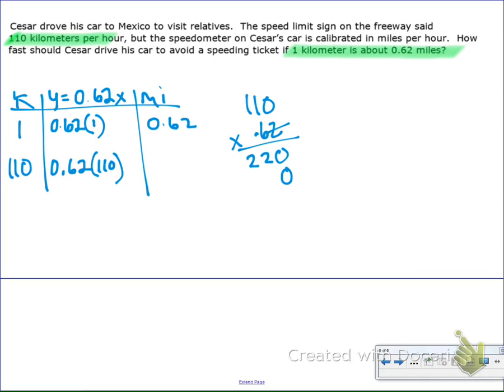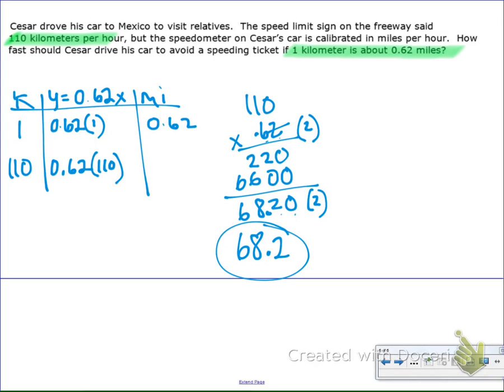So multiplying this out here, 0.286. Now remember, it's not dropping down the decimal point, it's counting how many digits are behind. I have 2 digits behind the decimal point, so I need 2 digits behind in the answer, and I should go somewhere in the neighborhood of 68.2 miles per hour, and that's my unit conversion.